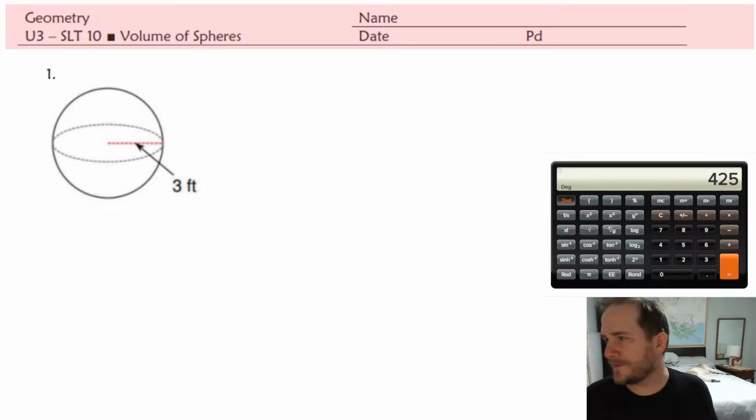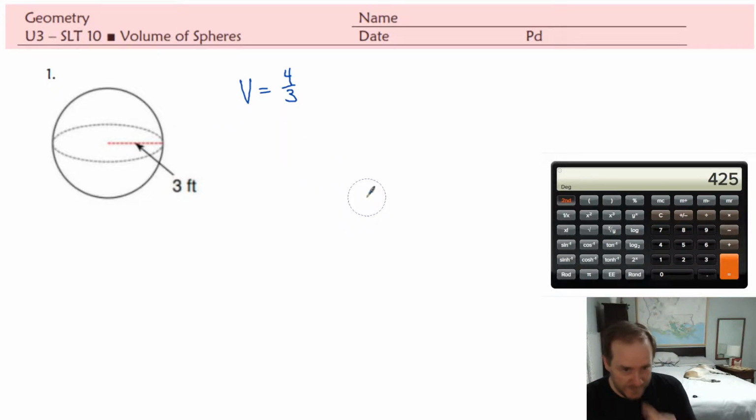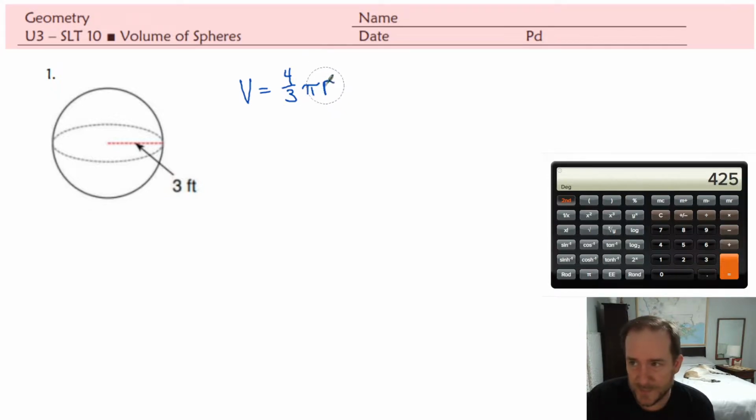So to find the volume of a sphere, you need to know its formula. And the formula this time around is 4/3. You can remember that the formula for a cone or a pyramid was 1/3. But for a sphere, it's going to be 4/3 times pi times the radius. Now for everything, it's been pi r squared. But for a sphere, it's actually pi r cubed. So keep that little difference straight, you'll be fine.